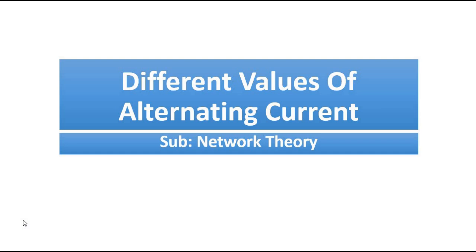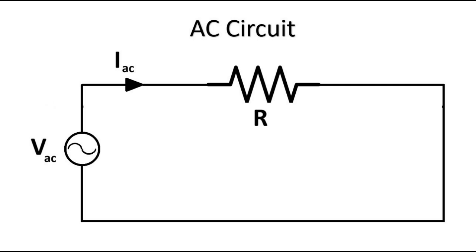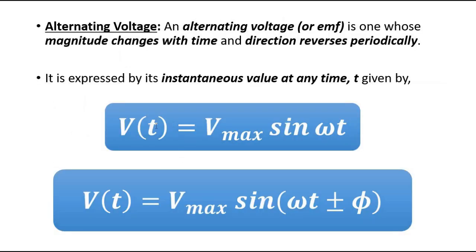So in this video we are going to discuss different values, different parameters with which we represent alternating current or which convey important information related to alternating current. So far we have discussed the basic concepts related to alternating voltage and current, the basic definition of AC voltage or current, which is a parameter that changes both in terms of magnitude and direction. The application of AC voltage to a circuit results in alternating current, which is expressed in terms of this.